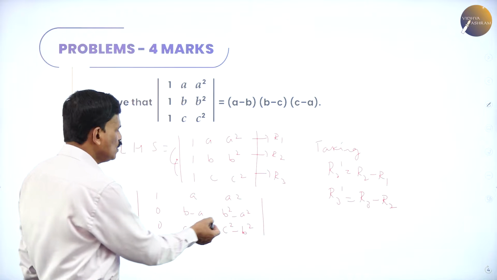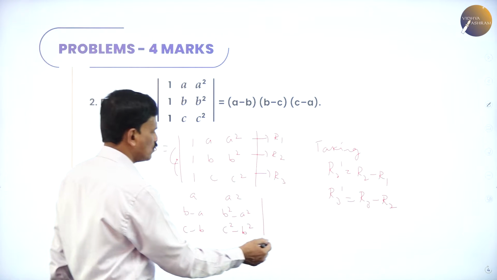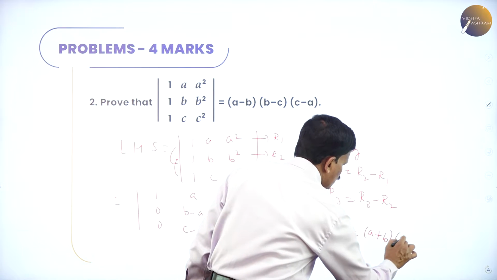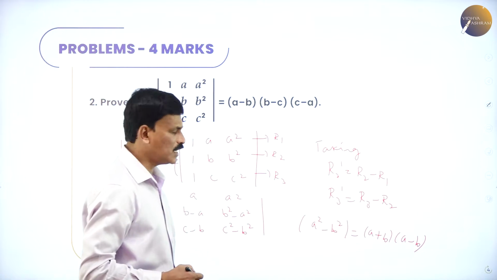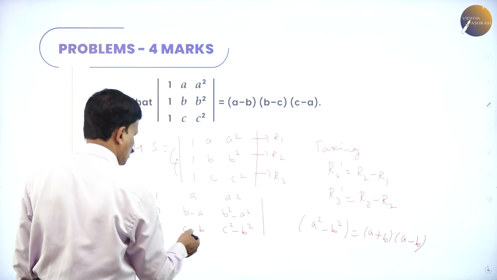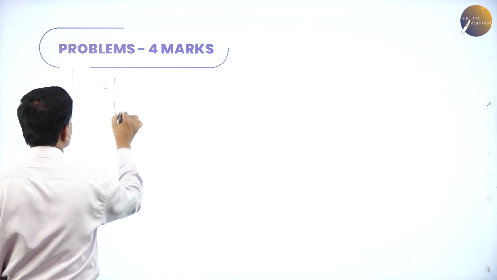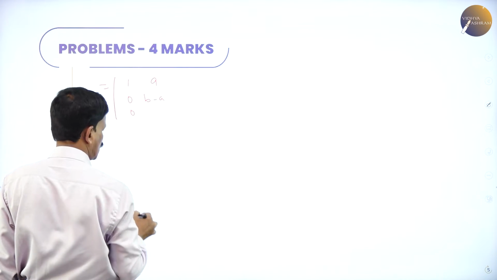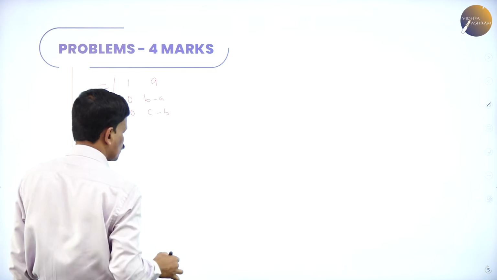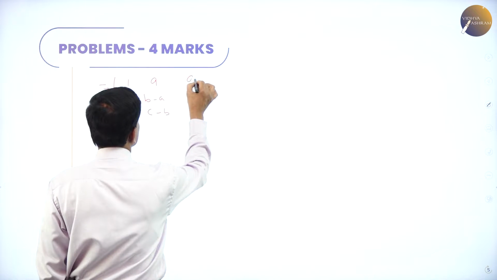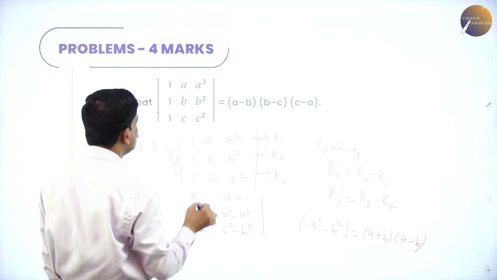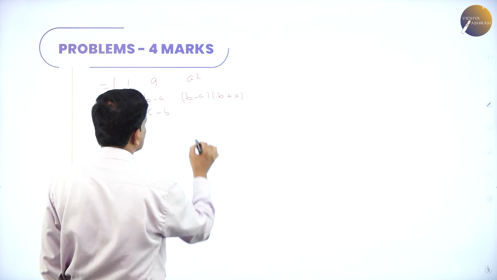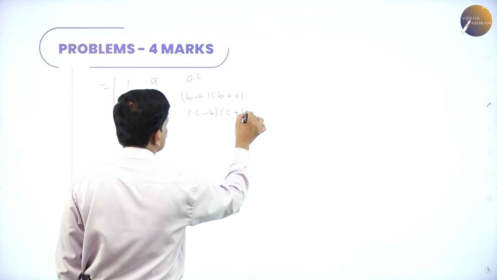Now if you observe carefully, B square minus A square is of the form A square minus B square. For A square minus B square, what is the formula we are going to write? A plus B into A minus B. So I'll go to the next page. This is equal to 1, 0, 0, then A as it is, B minus A and C minus B. Then A square as it is, and this can be written as B minus A into B plus A, and another one is C minus B into C plus B.